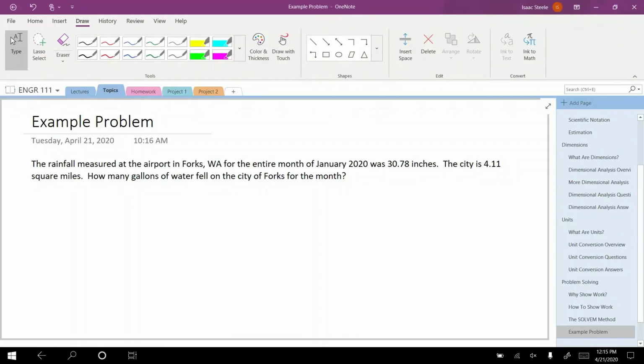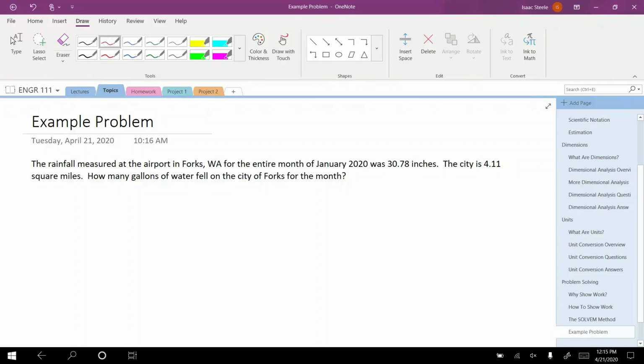So the very first thing that we do for our solve method is we draw a picture. We'd have some type of sketch. And so I'm going to draw a little box, and I'm going to call this box Forks. That represents the city. Now, it doesn't have to be a beautiful picture. I'm not the great artist. But it hopefully is going to be meaningful.